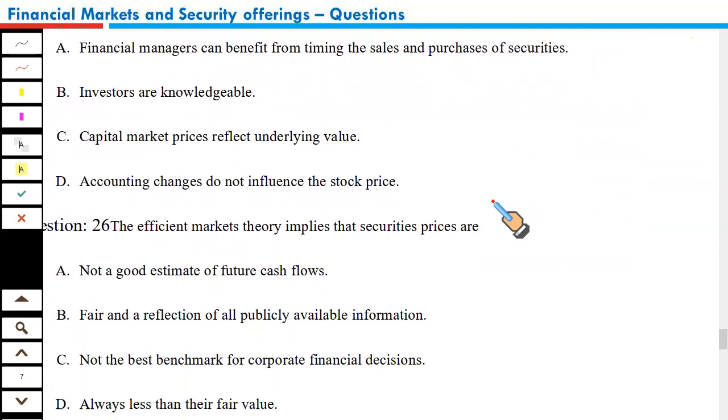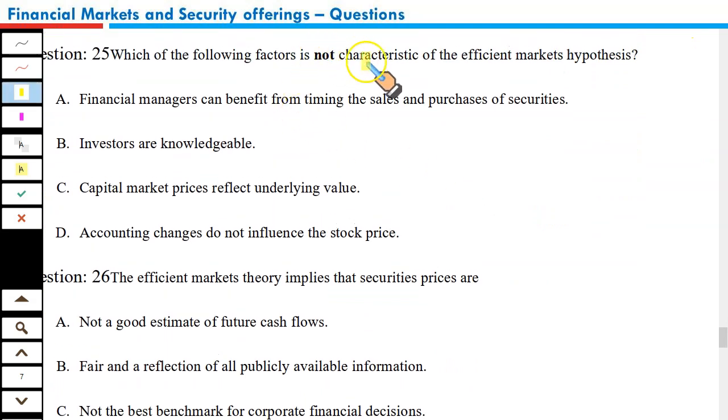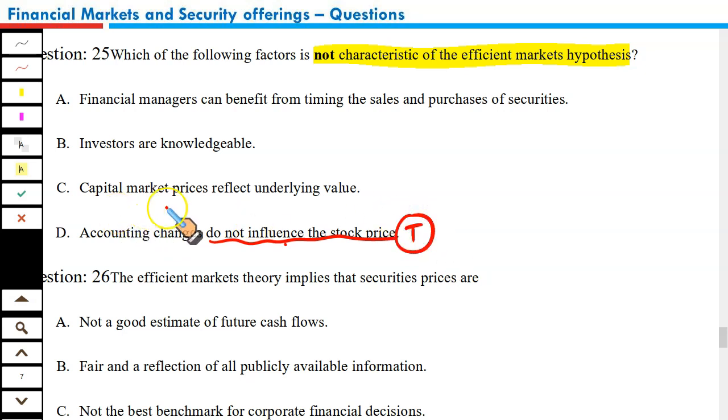All right, next. Which of the following factors is characteristic of the efficient market hypothesis? Let us do it one by one. Accounting changes do not influence the stock price. Why? Because the stock price is valued based upon the company's fundamentals, not on accounting policies and conventions. So this is a true statement. Capital market prices reflect underlying value. What is the underlying value of the company's stock? The capital market will price that company's shares accordingly. This is a true statement.